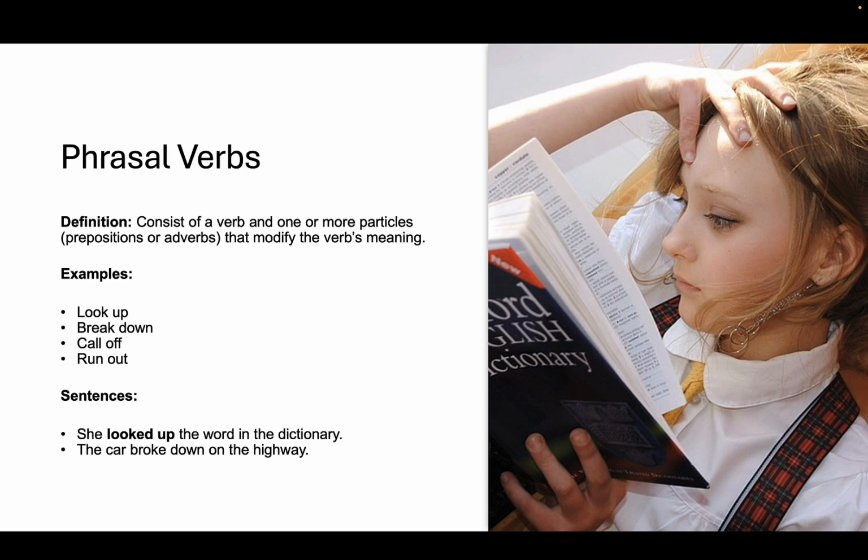The car broke down on the highway. What do you think? In this sentence, broke down is the phrasal verb because it combines the verb broke with the particle down to mean stop working. As you can see, the phrasal verbs in these sentences are looked up and broke down. They combine verbs with particles to create meanings different from the individual words.